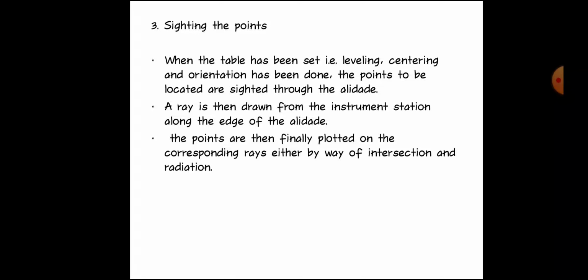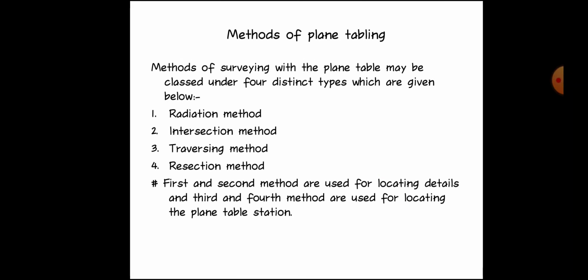Third is sighting the points. When the table has been set, that is leveling, centering and orientation have been done, the points to be located are sighted through the alidade. A ray is then drawn from the instrument station along the edge of the alidade. The points are then finally plotted on the corresponding rays, either by way of intersection or radiation.